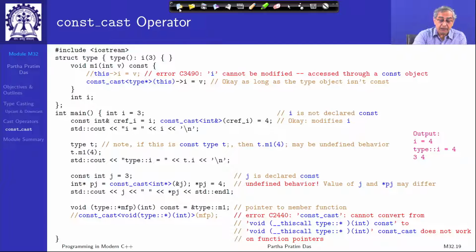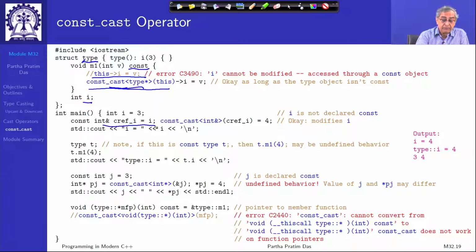Finally, here there are some more examples for you to understand. Here is a struct type, a constant member function. If you have a constant member function, naturally you cannot do this in it, because using this pointer you cannot change I. So, you cannot do that, but you can strip off the constness of this pointer and do this. So, you can force that by stripping off the constness here.